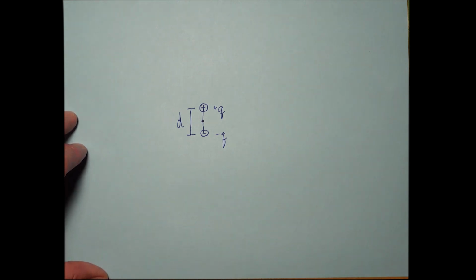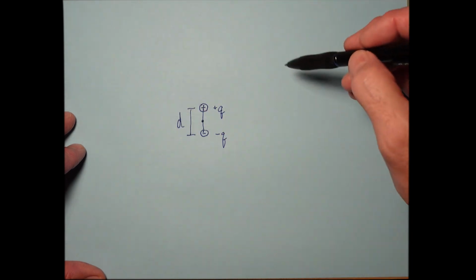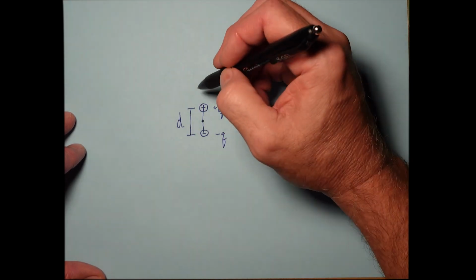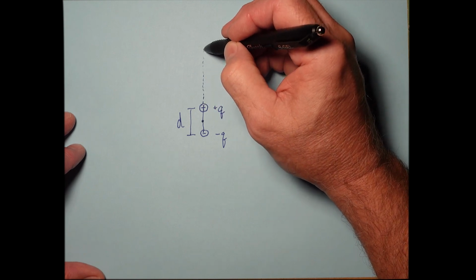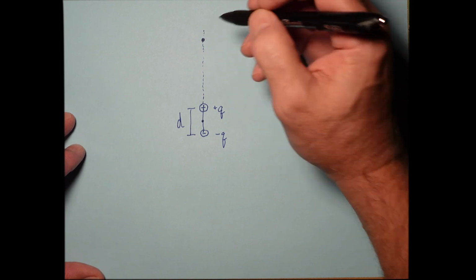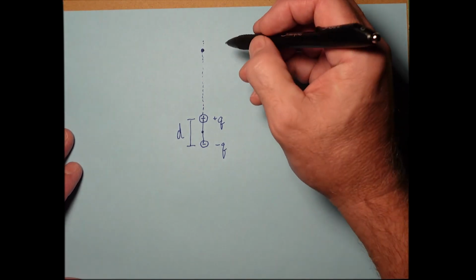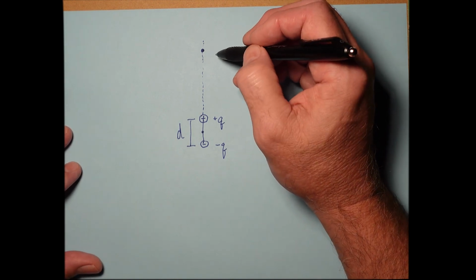And let's say that we want to measure the electric field at some point out here. Let's pick a nice easy point, let's say along this dipolar axis. So straight up along the dipolar axis, way out here somewhere, at a point like right there, we want to know what is the electric field at that point, okay?